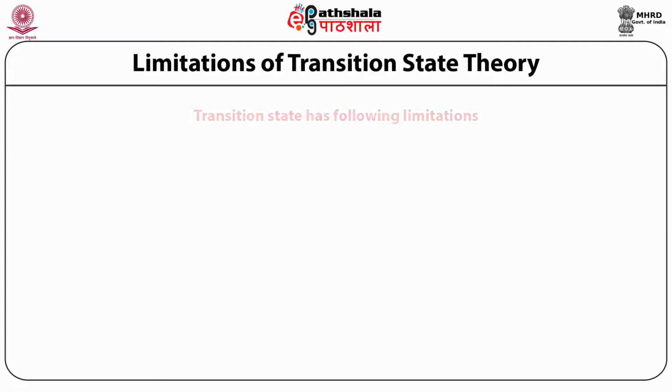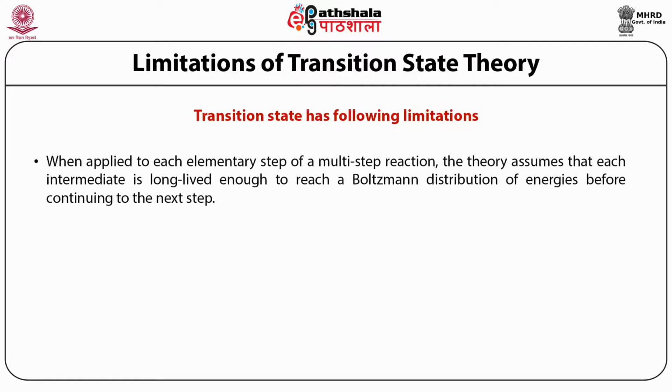After discussing the transition state theory, let's discuss the limitations of transition state theory. The first limitation is that, when applied to each elementary step of a multi-step reaction, the theory assumes that each intermediate is long-lived enough to reach the Boltzmann distribution of energies before continuing to the next step. But when the intermediates are very short-lived, then transition state theory fails.